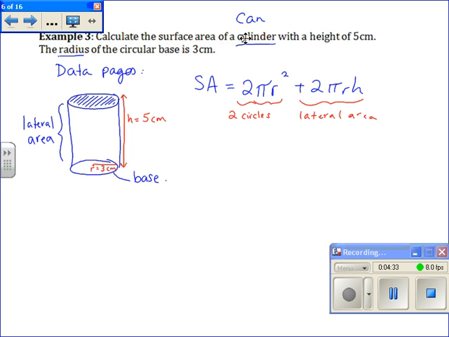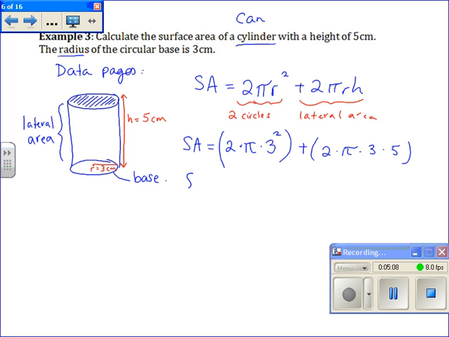So we can go ahead and plug in our information. I know r and I know h, so let's do the math. Surface area equals 2, we're going to keep this all together here, 2 times pi times r squared. r is 3, we're given the radius, and I have to square it, plus 2 times pi times r times h. So 3 centimeters times 5 centimeters.